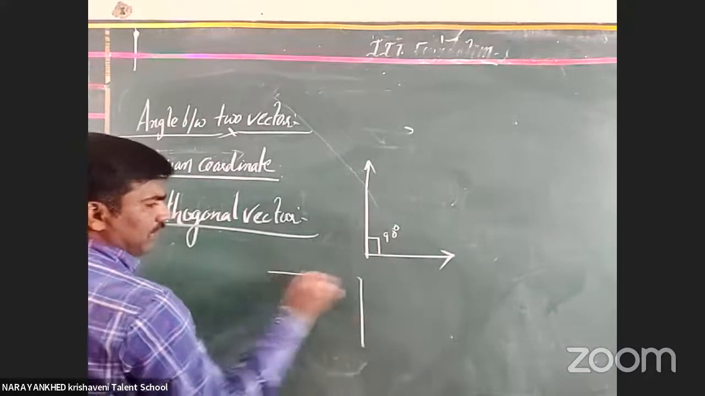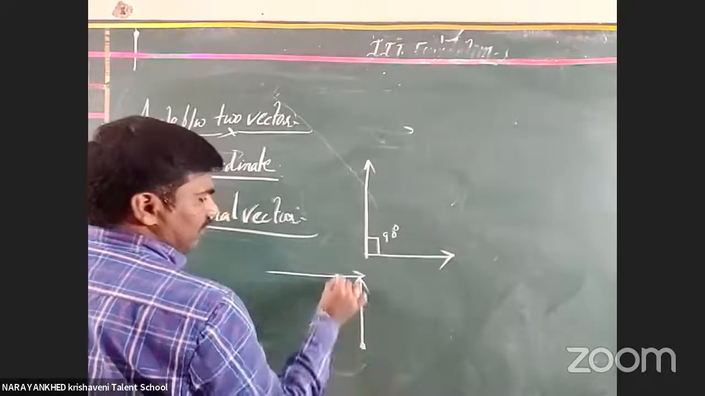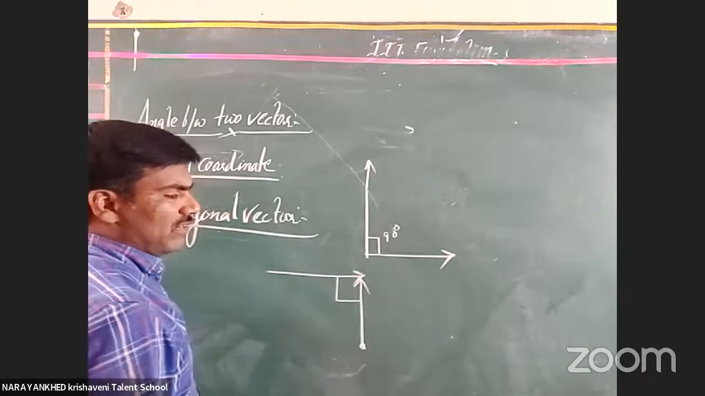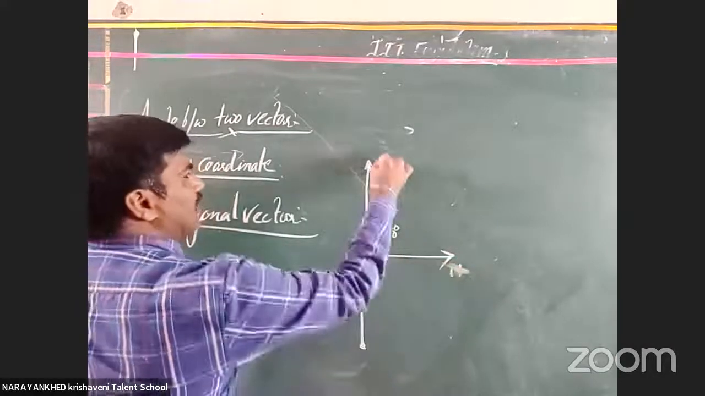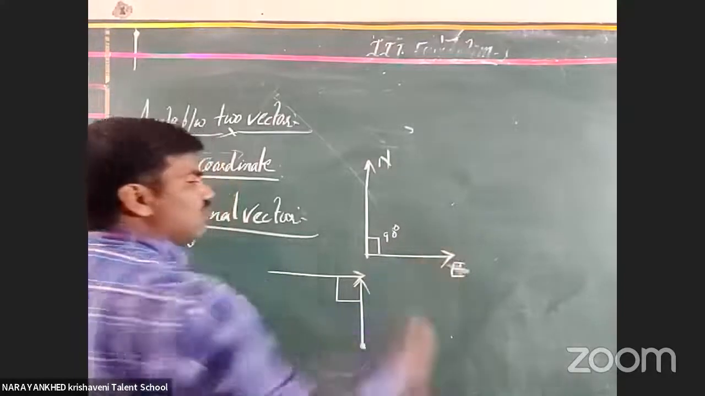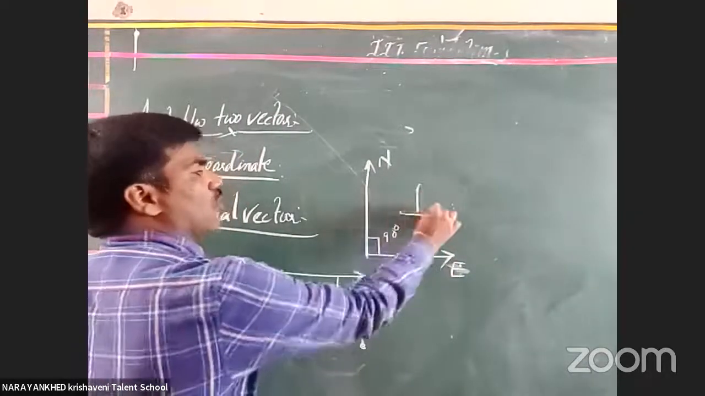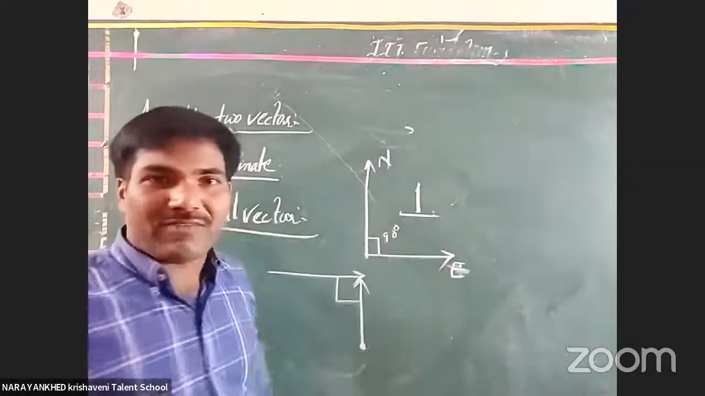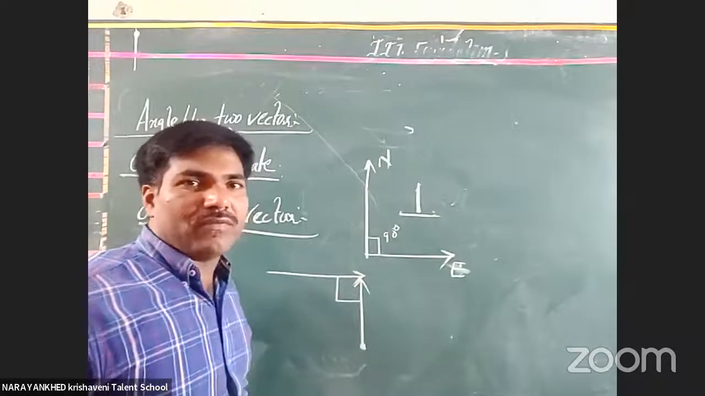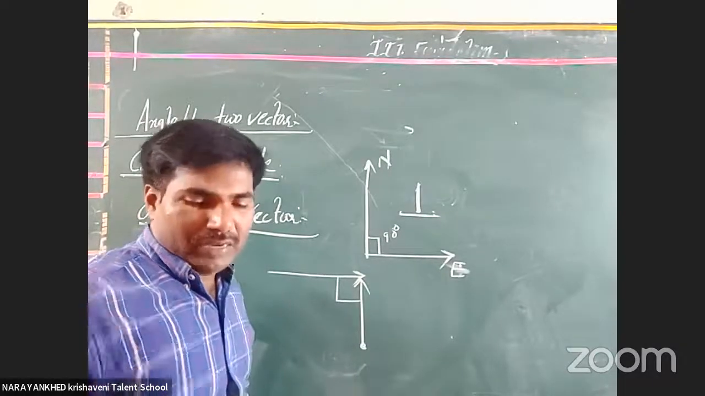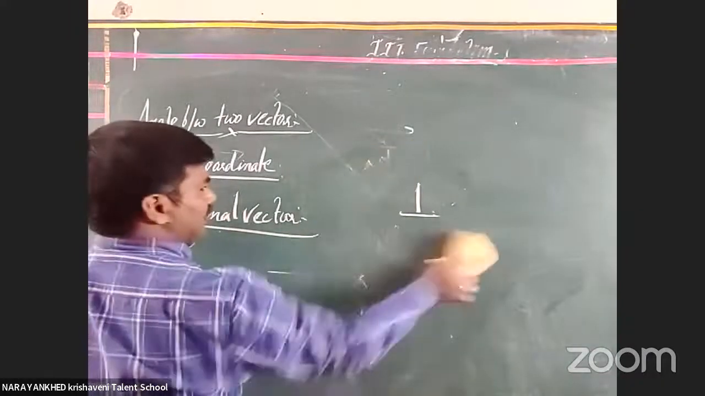Suppose I am taking these two vectors. Clear or not? What is the angle between these two? 90 degrees. Suppose you take north as well as east. What is the angle between these two vectors? 90 degrees. That's why it is called an orthogonal vector. The perpendicular vectors are orthogonal vectors, meaning the angle between the two vectors is 90 degrees. Got it? This is one more type of vector.